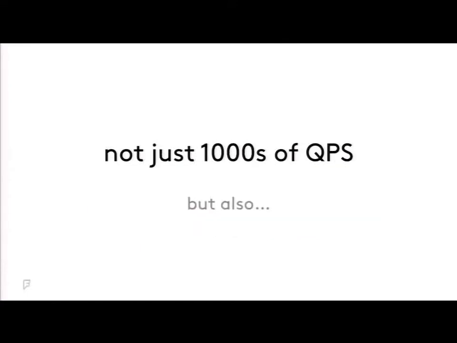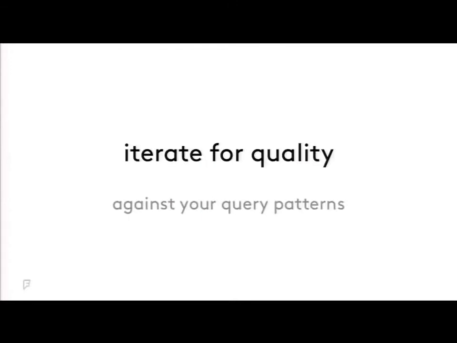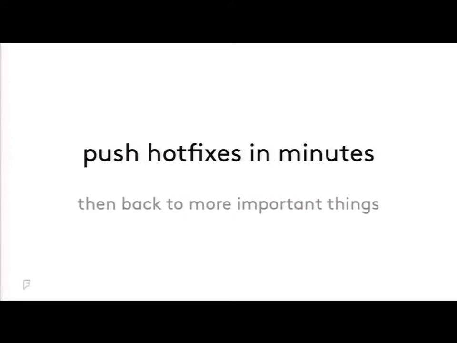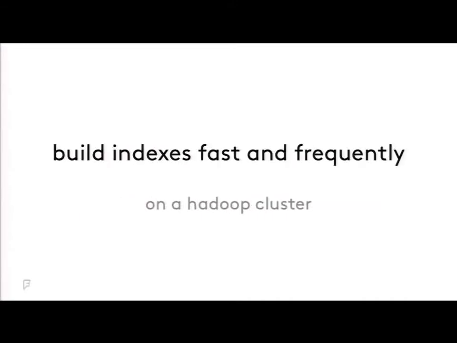And with the work that we've done this last year, you don't just get a geocoder that you can deploy to production and throw thousands of queries a second at. You get that, but in addition, you get tools that allow you to measure the quality of your geocoder for your query patterns. You get tools that allow you to do the same for performance in your environment against your traffic patterns. In addition, we build tools that allow you to push hot fixes, like high priority data fixes, in minutes and then get back to whatever else you were doing. And we give you the ability to build indexes fast and frequently on a Hadoop cluster.